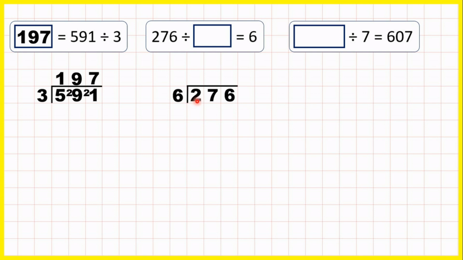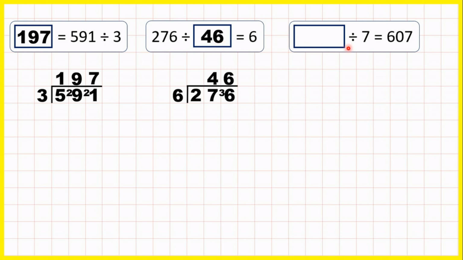So there's no point doing 2 divided by 6 because 2 is less than 6. So let's take the first two digits together and work out 27 divided by 6. That's 4 remainder 3, because 4 times 6 is 24, but then from 24 we need 3 more to get to 27. So now we have 36 divided by 6, which is exactly 6, because 6 times 6 is 36. So our missing divisor is 46.